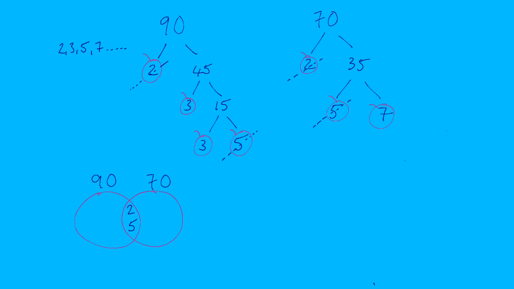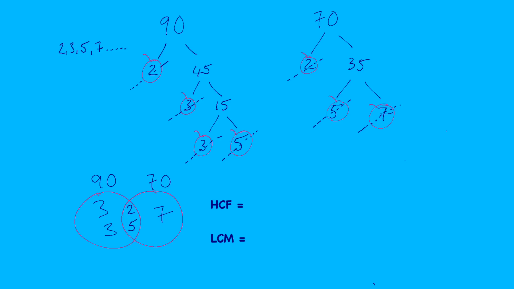So I now have put my 2 and 5 into the overlap. That means it occurs in the 90 and it also occurs in the 70. All that's left for me to do now is put in the other numbers. So this 3 and 3 will go in here. Then we have the 7 here, which will go in here. Before you go any further, just check that you've put all the numbers into the circles. This is why it's helpful to cross them out, like I have done.